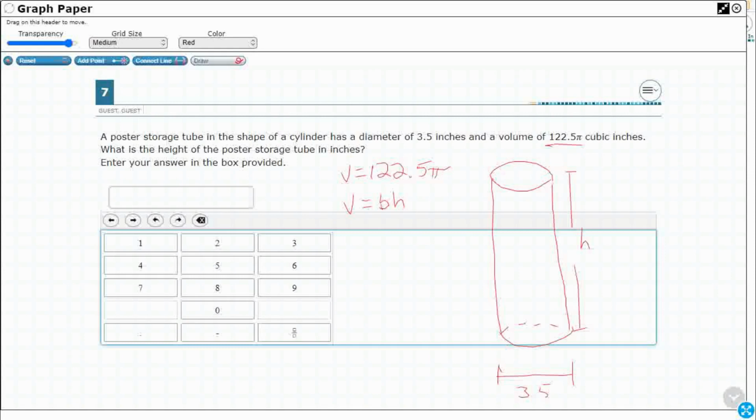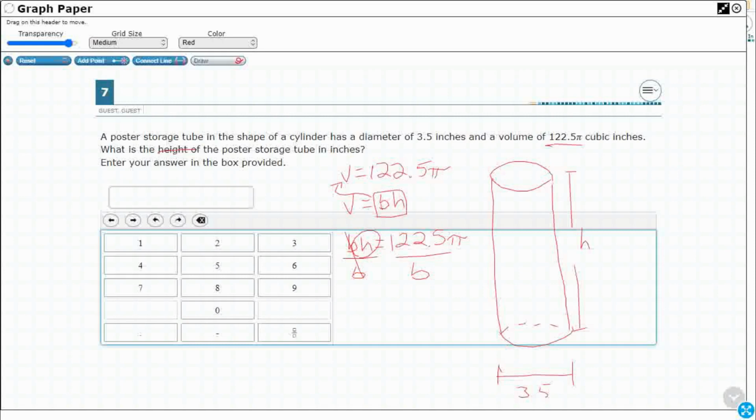So guess what? I'm going to use some substitution. I'm going to plug in this BH, and I'm going to replace V with that. So we're going to get this nice little equation: BH equals 122.5 pi. Since they both equal V, I can substitute one in for V. Well, I'm looking for height, right? Well, let's isolate this variable. If I divide both sides by base, I'm going to isolate that variable height right here. So all I need to do is figure out the base and use that to divide into 122.5 pi, and I'm good to go.